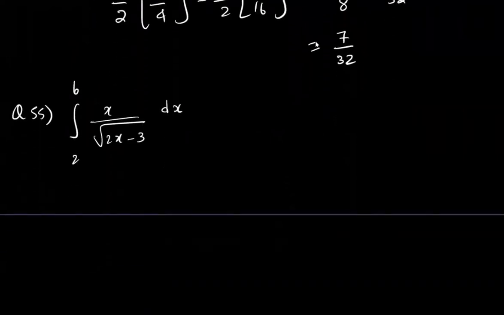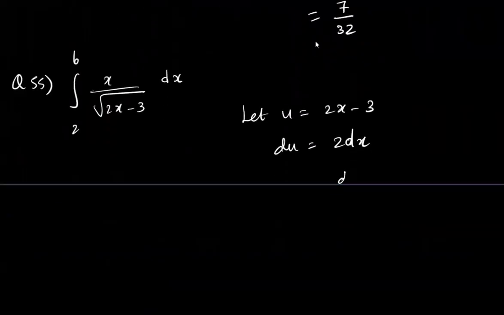Okay, here I'm going to make my u to be 2x minus 3. My du is 2 dx, but I only, wait. Oh, wait. Okay, so here we need to do a little bit of a change.